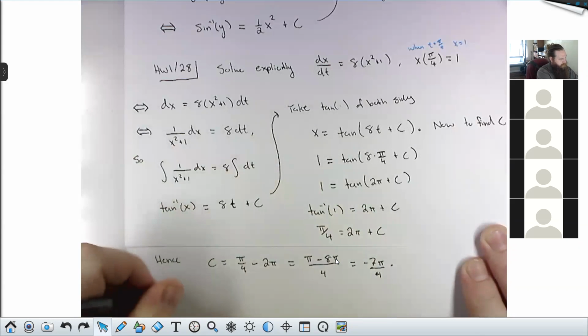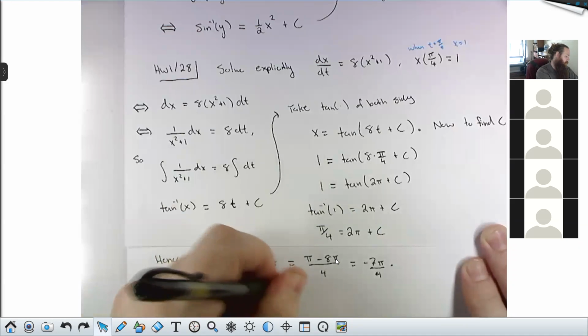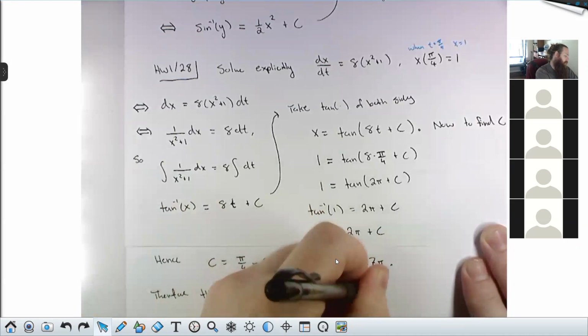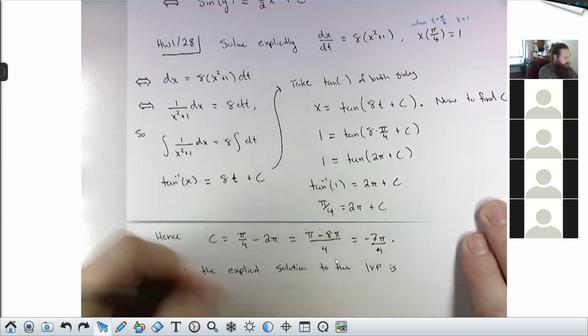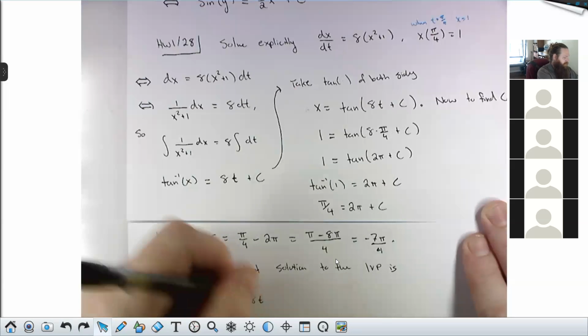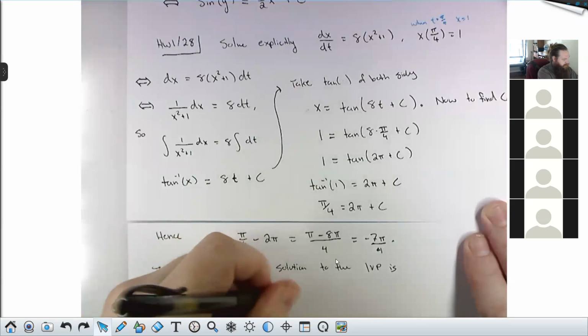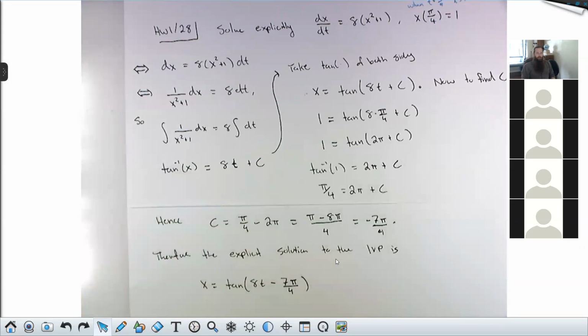Therefore, the explicit solution to the IVP is I take this equation and I plug in negative 7 pi over 4 for c, which equals the tangent of 8t minus 7 pi over 4. And that's our guy. Questions on this?